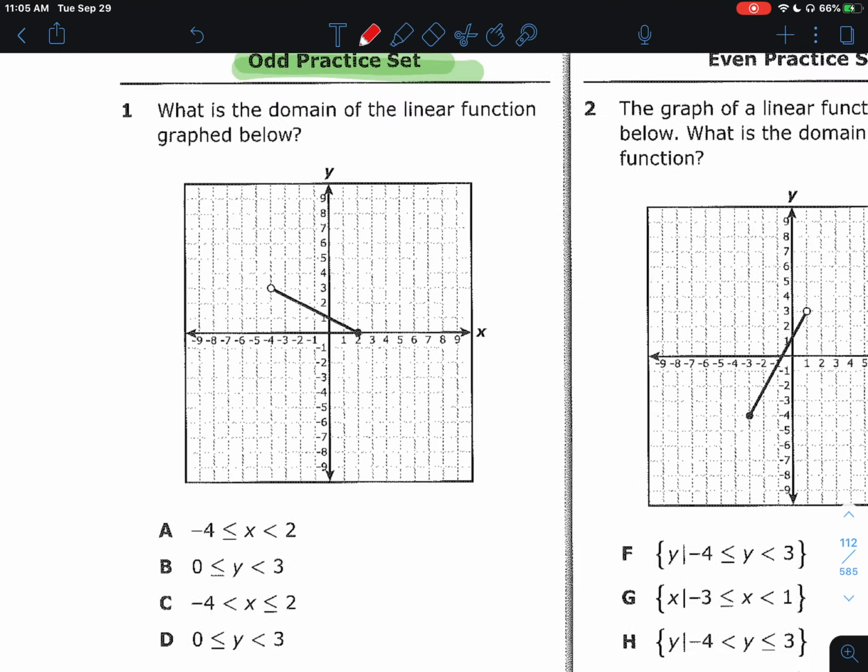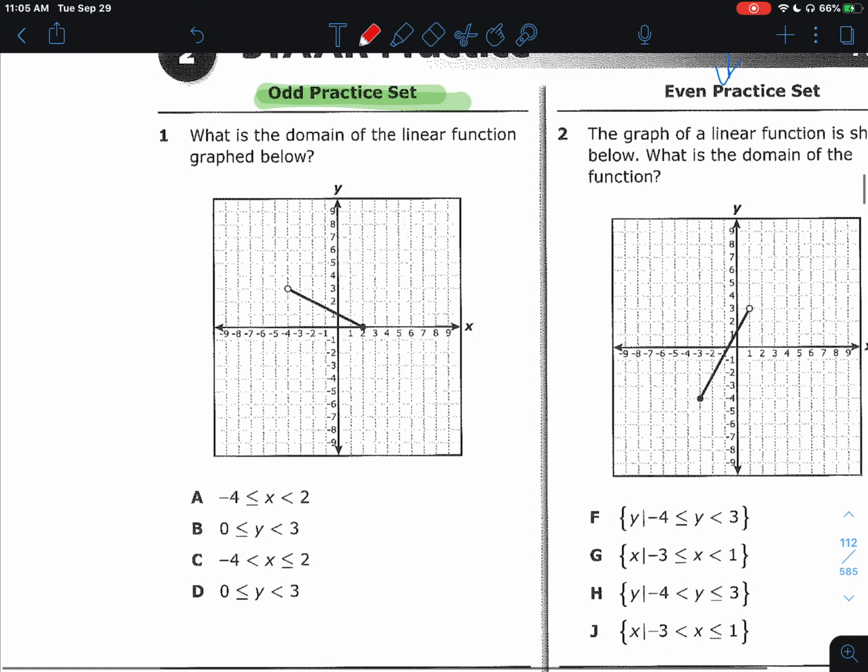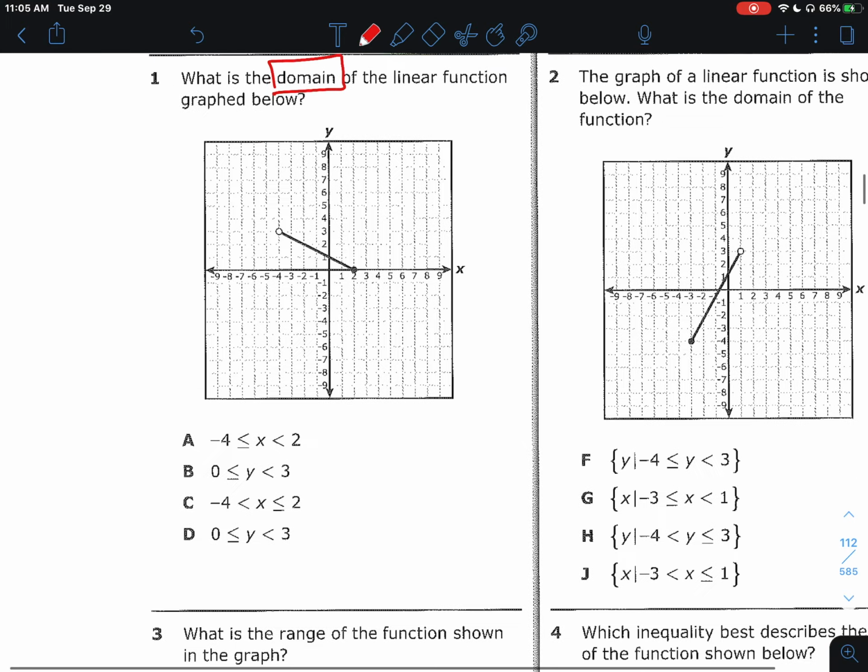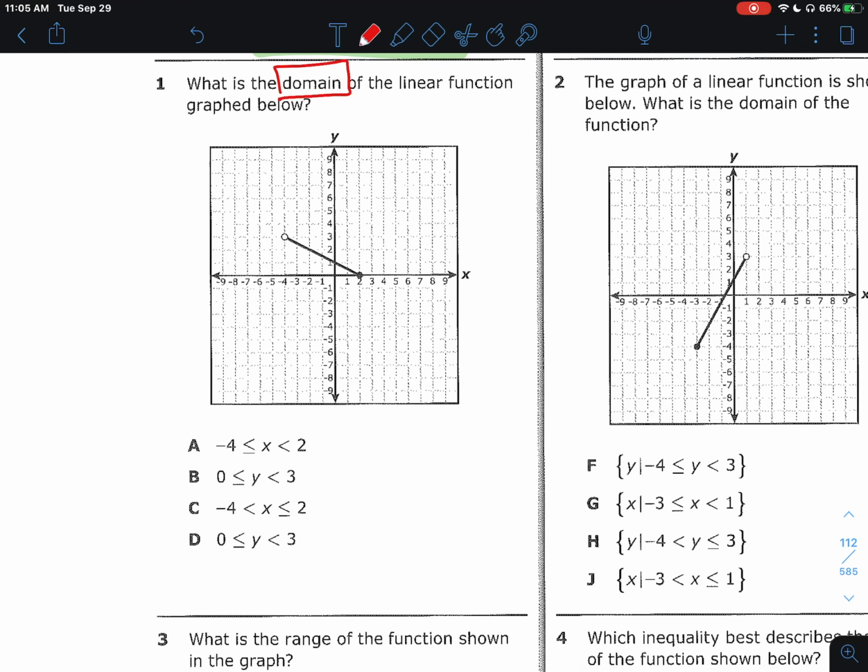All right, so number one, first they're asking me for the domain, okay? So I'm going to look at my answer choices. I see that one has a y in it, so that's obviously not the answer. So I know that my domain is my x-axis. So let's go ahead and take a look at this graph. I see that it's continuous, so I know it's going to look something like that.